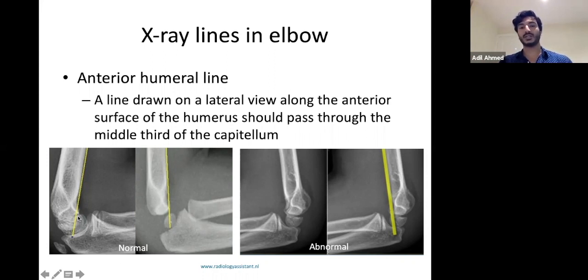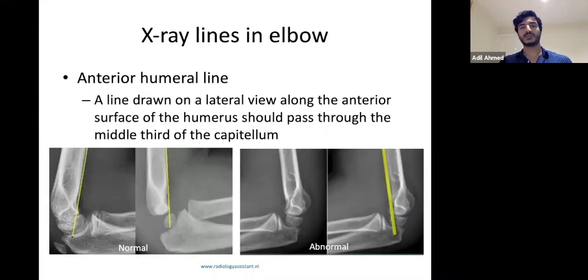So that's one line that you should know about. If all else fails and you're not sure what's going on, if that looks abnormal, there's definitely a fracture, and there's definitely something that you need to discuss with a senior.